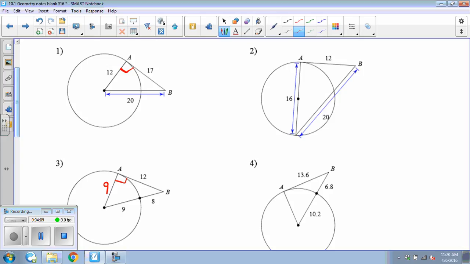For number 2, if AB is tangent, it forms a right angle with the radius, correct? This is my radius. Right? Everybody, eyes up here. If it forms a right angle with the radius, then it stands to reason that it still forms a right angle with the whole diameter. So it's still one big right triangle.